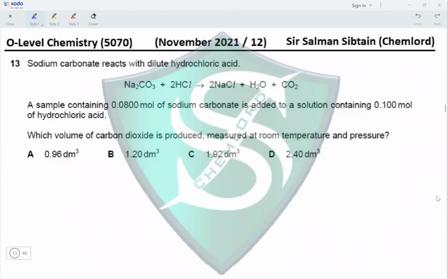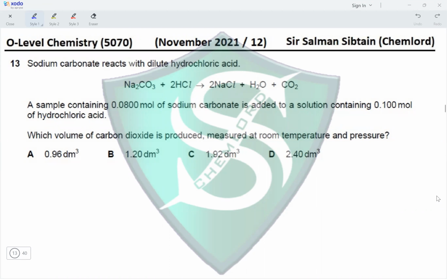Question 13. Sodium carbonate reacts with dilute hydrochloric acid. Given equation. A sample contains 0.08 moles of sodium carbonate is added to a solution containing 0.1 moles of hydrochloric acid. Which volume of carbon dioxide is produced measured at room temperature and pressure?